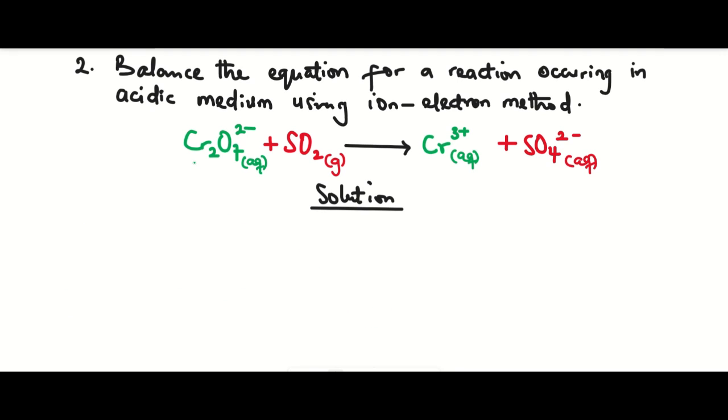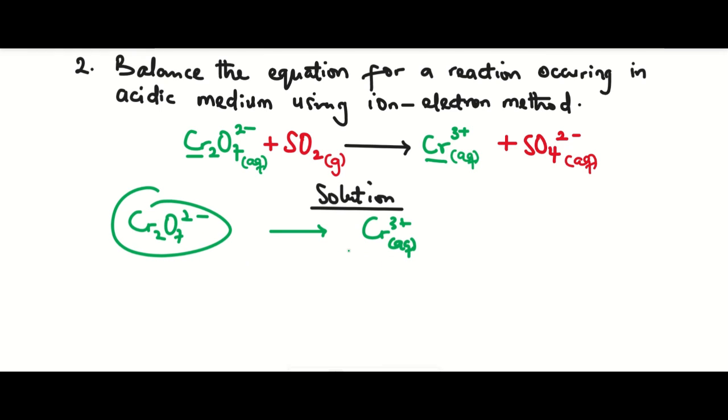So the first step is to divide the given equation into 2 half-cell equations. Take note of the target atom, which is chromium. We have Cr2O7 2- to give Cr3+, this is aqueous. Then oxygen is present at the reactant side but not at the product side. It means that oxygen has been lost, and removal of oxygen from a substance means reduction. So this is my reduction half-cell.